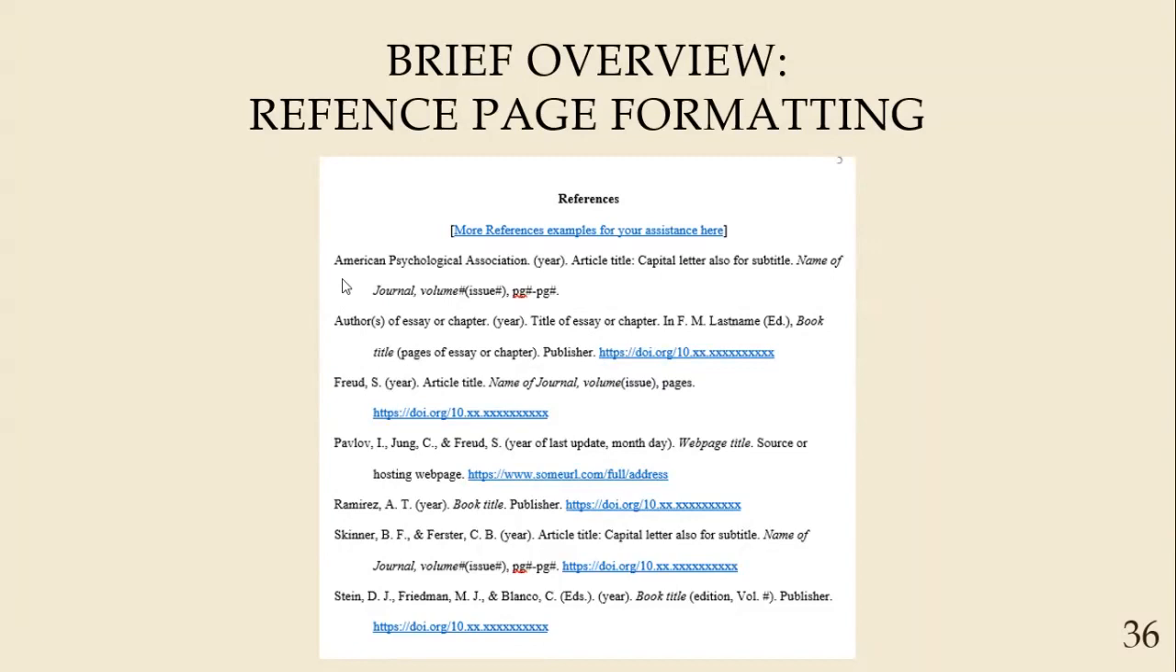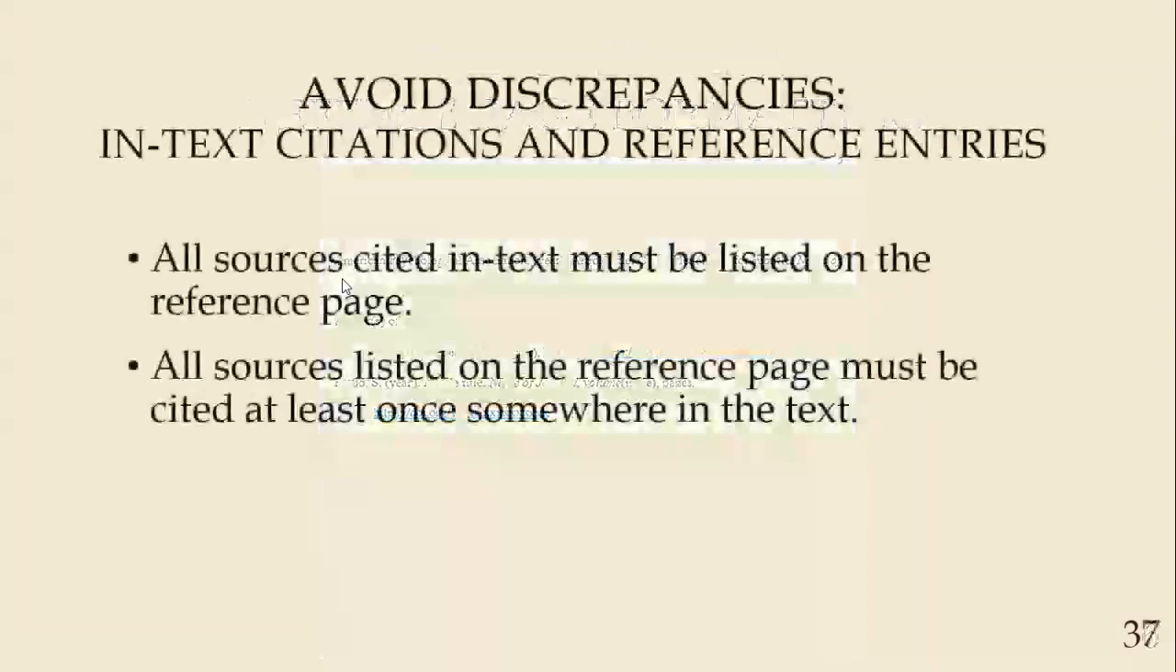And you learn it once and you'll know it forever. It's very simple to do. But just keep that in mind. And avoiding discrepancies in text citations and references. I touched on that earlier. It's just anything that's cited in text has to be listed on the reference page, and the inverse of that is true. So any source listed on the reference page has to be cited at least once somewhere in the text. And then a note on uniformity.